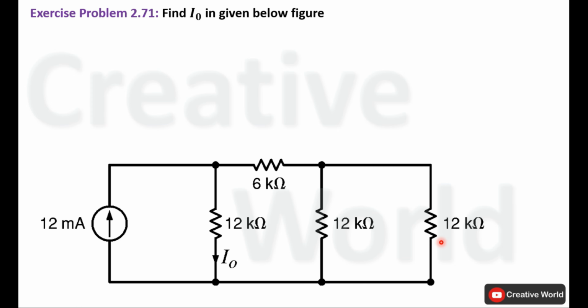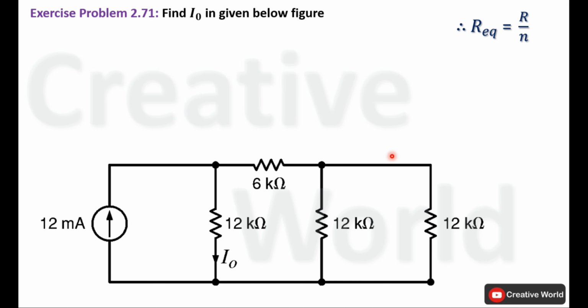These two resistances are connected in parallel connection and both have same values. So their equivalent resistance will be calculated using this equation. R equivalent is equal to R divided by N. Here R is the value of a single resistance. In our case it is 12 kilo ohm and N is the number of same resistances connected in parallel connection. In our case N is 2.